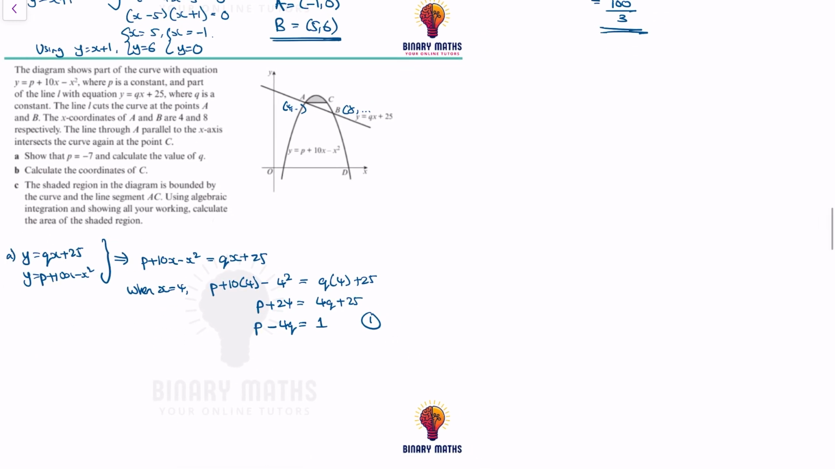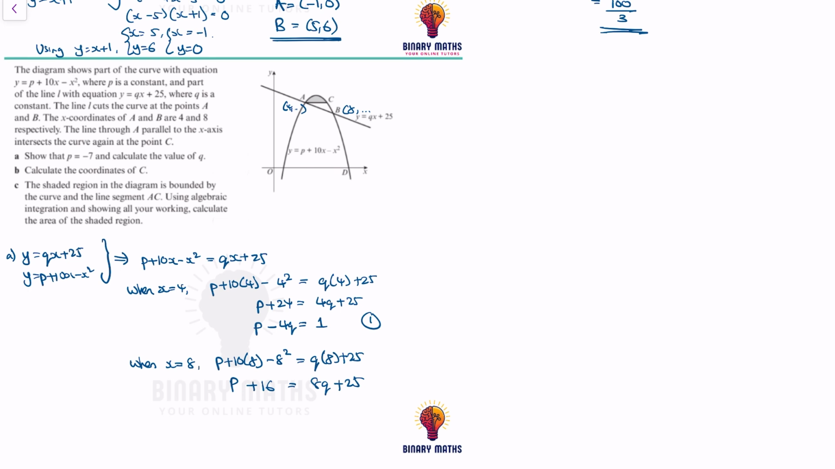Solving A. Okay, if I do the same thing when x is 8, because it intercepts at B as well, then we get p plus 10 times 8 take away 8 squared is equal to q times 8 plus 25, which means p plus 80 take away 64, which is p plus 16, is equal to 8q plus 25.